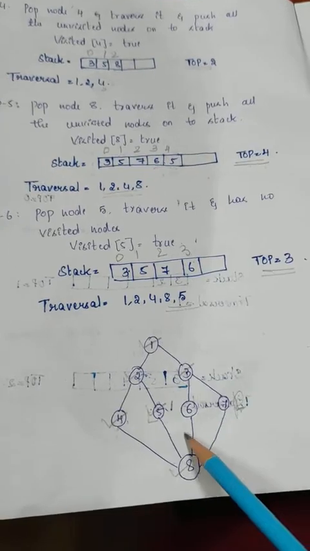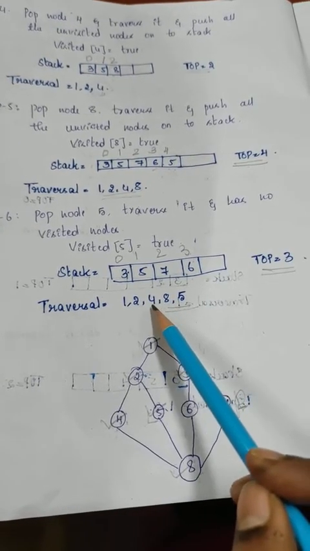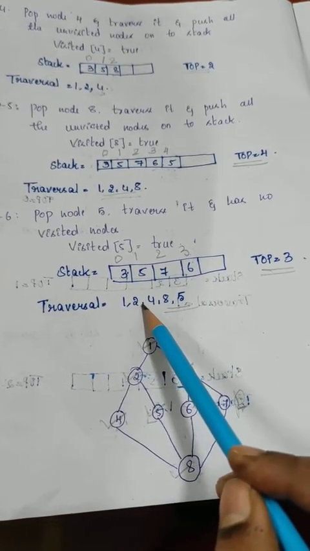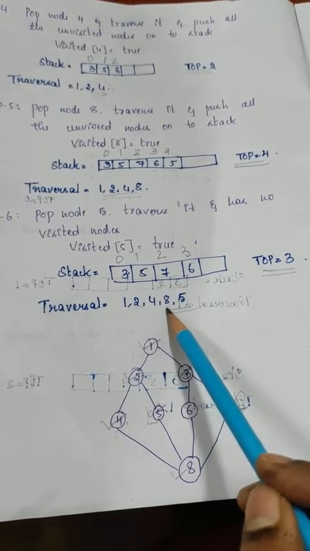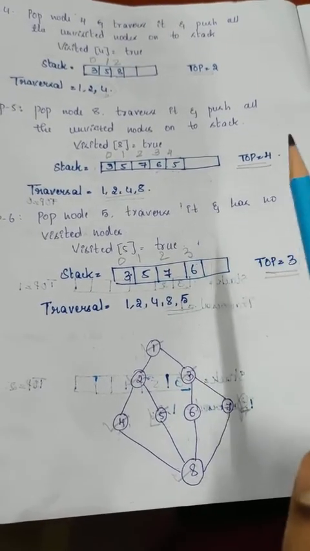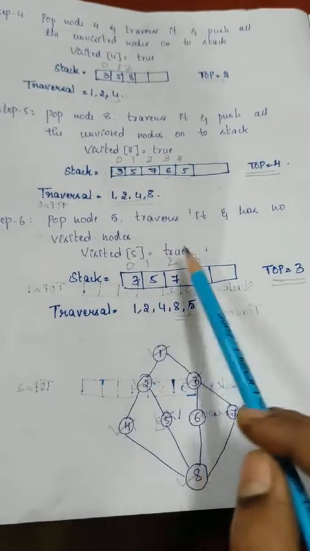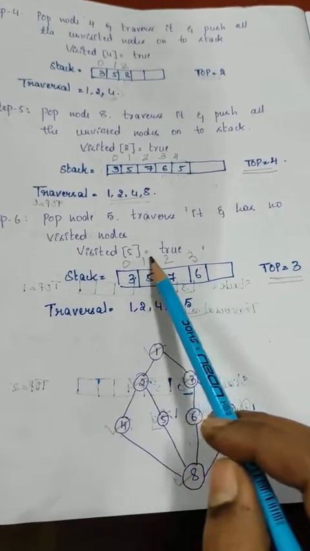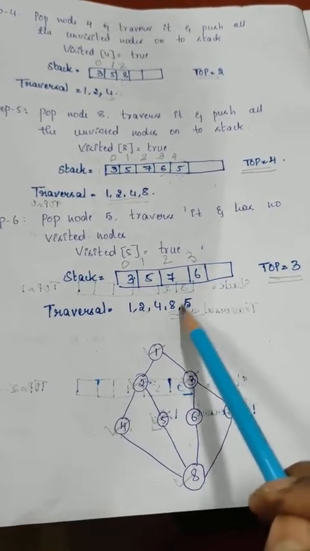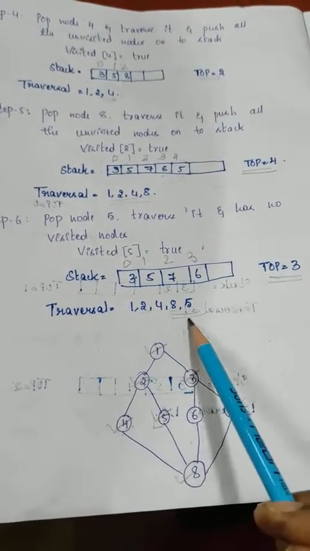So 8 is also already there. Sorry for the delay. 2 is also already there, as well as 5, and 8 is also there. Just pop that 5th node, got it? So I am popping that node directly.